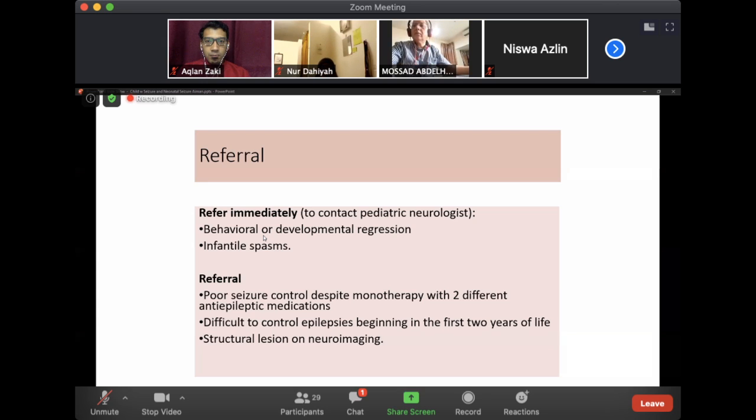Later, after we manage the patient and follow up, refer the patient if the child has poor seizure control despite monotherapy with two different anti-epileptic medications. It means we have used the drug, we have optimized the dosage, and the seizure still occurs, then we change drug, but it still occurs, then refer. Also refer if there is any difficulty in controlling the epilepsy in the first 2 years of life, and if we find any structural lesion on neuroimaging.